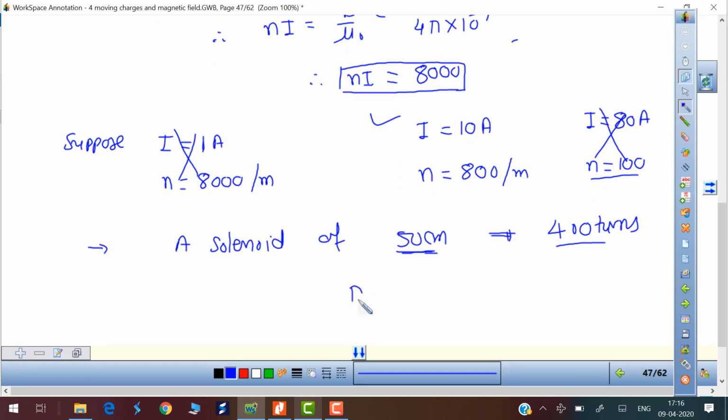So suppose I keep the diameter equal to 2 centimeter. It will work. 2 centimeter is very much less than 50 centimeter.